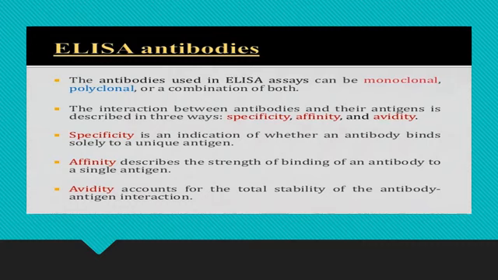The interaction between antibodies and their antigen is described in 3 ways: specificity, affinity, and avidity. Specificity is an indication of whether an antibody binds only to a unique antigen. So we said that the monoclonal antibody are more specific because they can recognize a unique type of epitopes on the antigen. Affinity is described the strength of binding of an antibody to a single antigen.